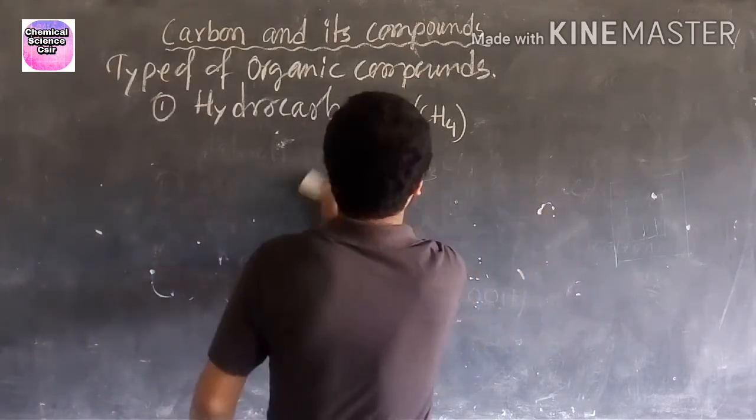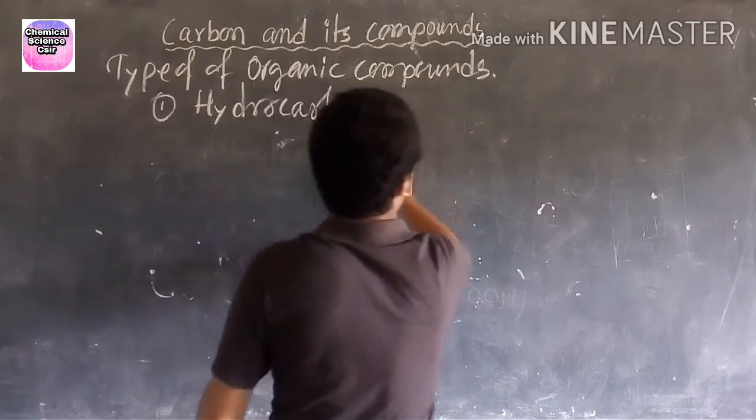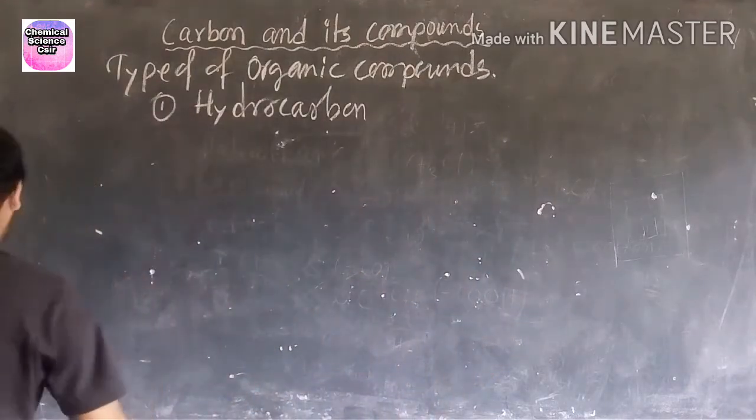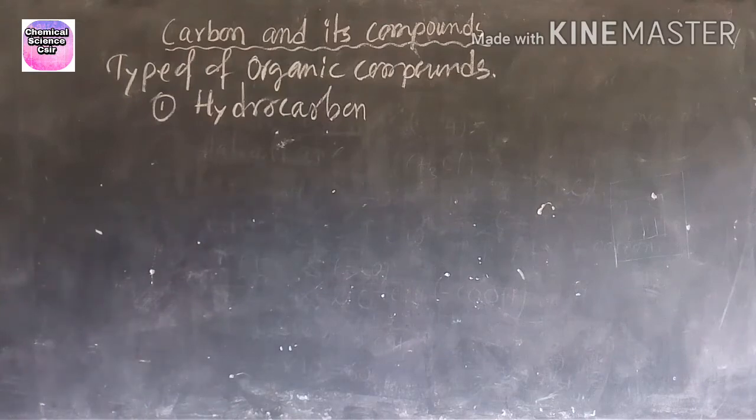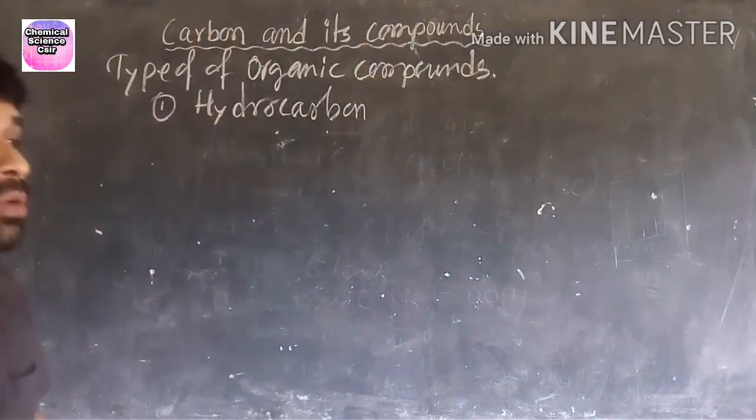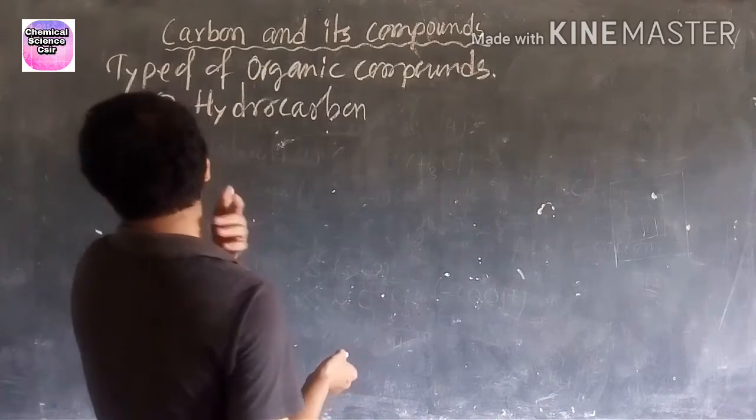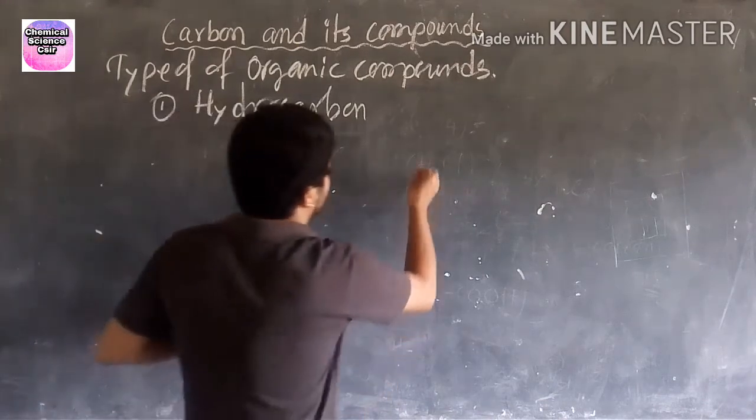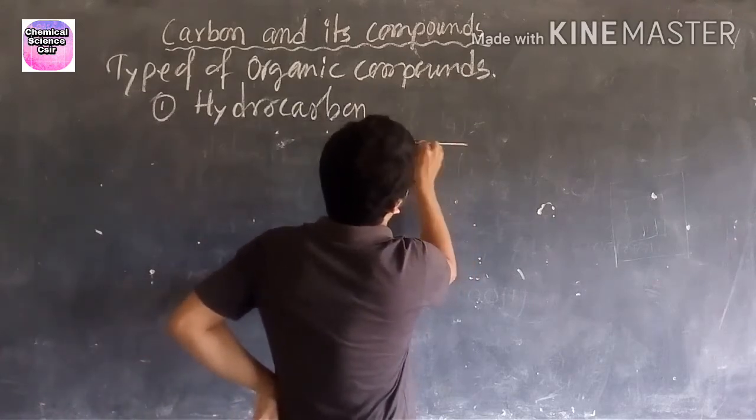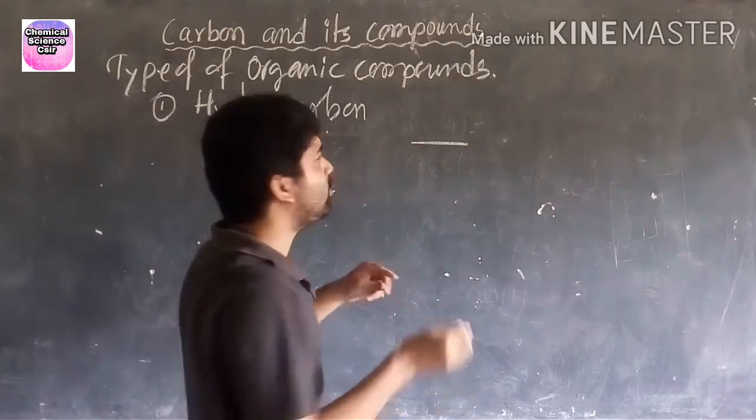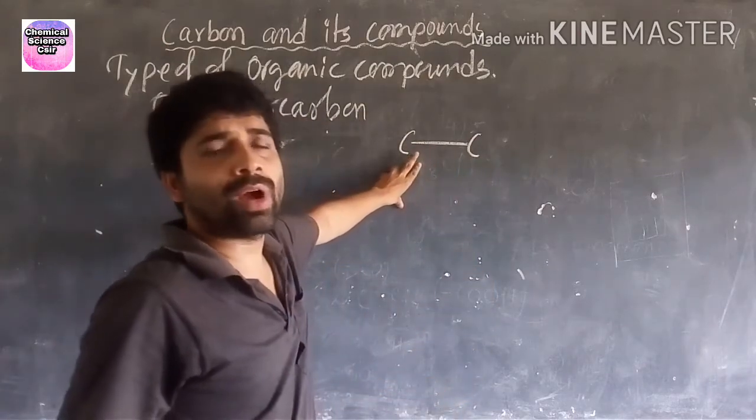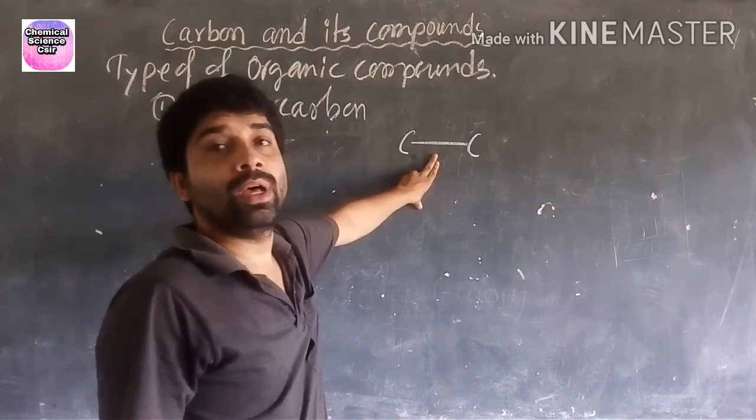Now, what is hydrocarbon? Hydrocarbon means a combination of hydrogen and carbon is called hydrocarbon. Before I discuss it, you have to see this first: carbon carbon single bond.